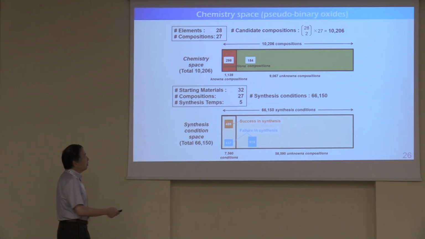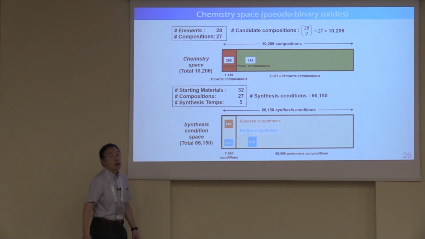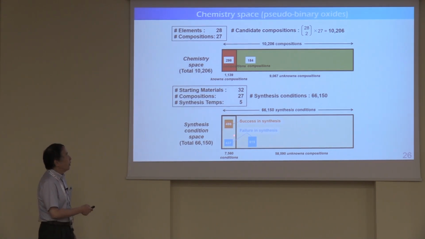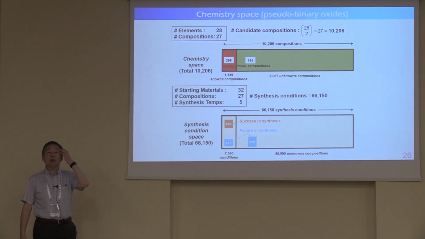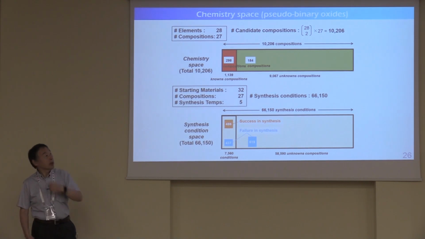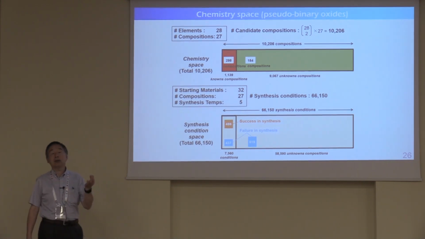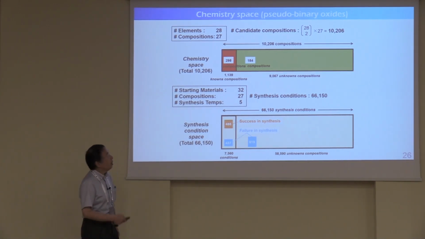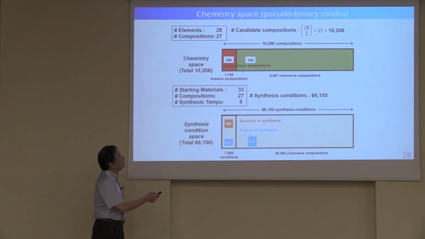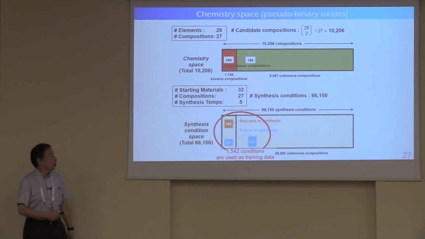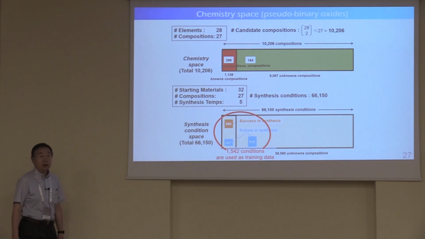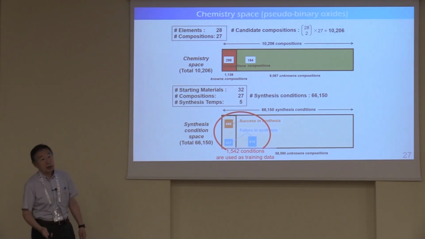But in this area, which corresponds to the unknown compositions, we failed to synthesize the target material 100% of the time, which means we succeeded 0%. So it is in agreement with our initial guess that it is very difficult to synthesize something new in this zone. But anyway, we took these 1,500 data as training data and put them into the tensor decomposition technique.